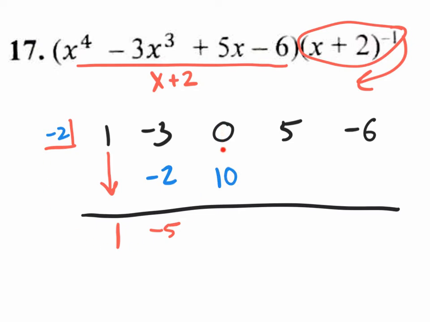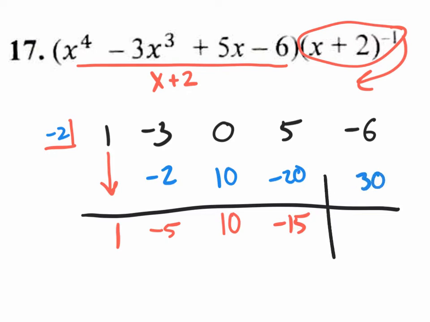As you go down, combine. What's 10 and 0 combined? 10. As you go up, you multiply. -2 times 10? -20. As you go down, you combine. What's 5 combined with -20? -15. As you go up, you multiply. -2 times -15? Positive 30.